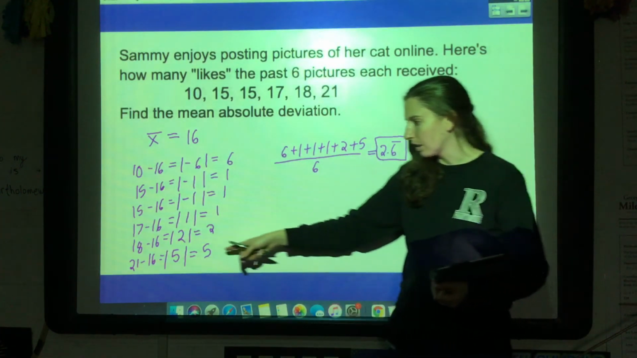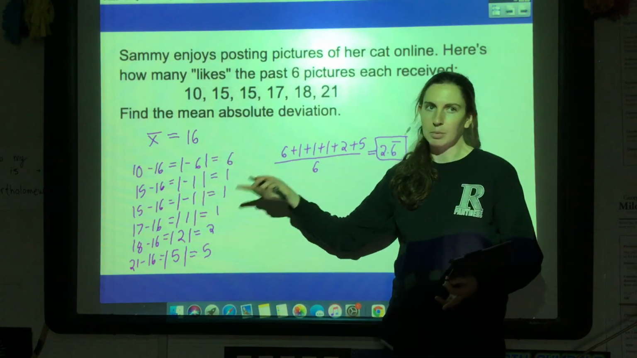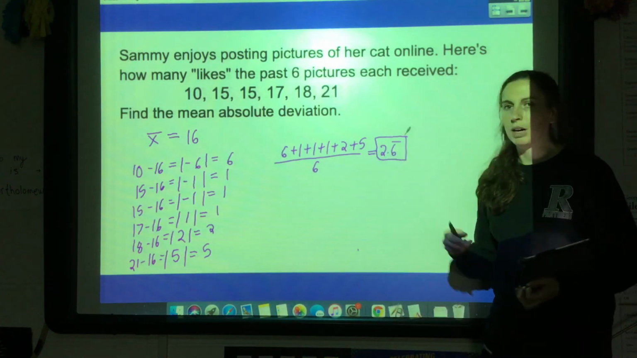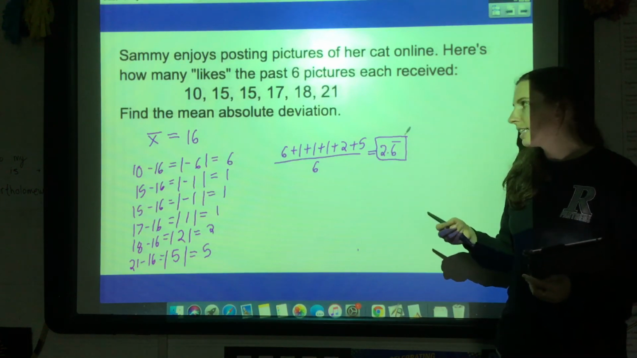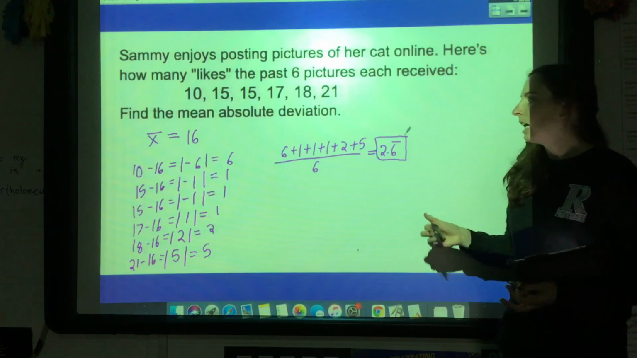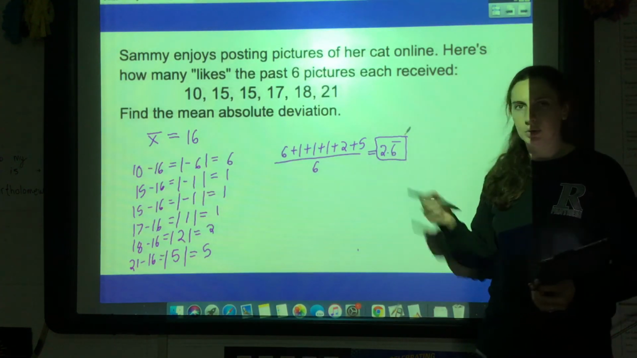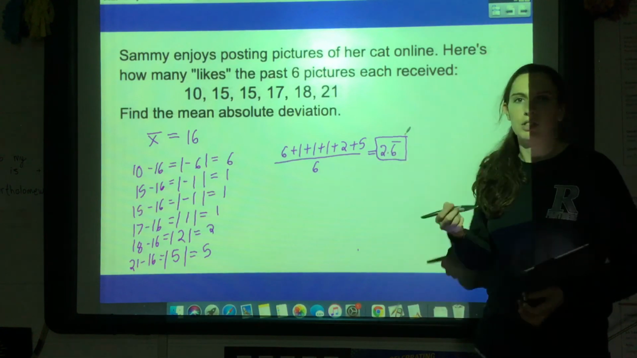Obviously, some of them are a little further away from the mean, and some of them are a little closer to the mean, but on average, they're about this far away from the mean. This tells me that the data is actually pretty close together because it's not very spread out. If the data was way far away from the mean, then this number would be way bigger, which is why this measures spread.